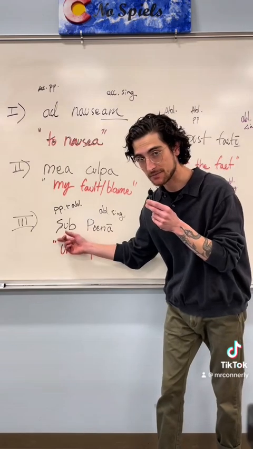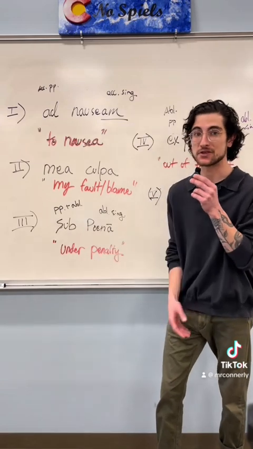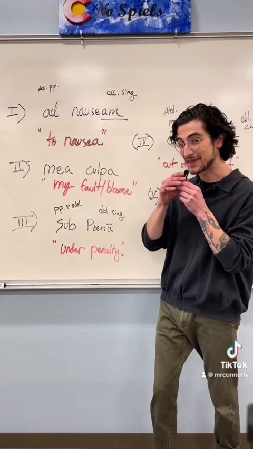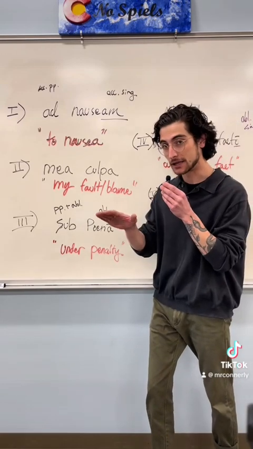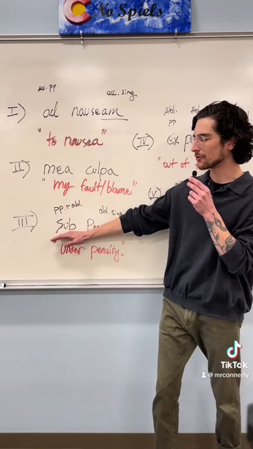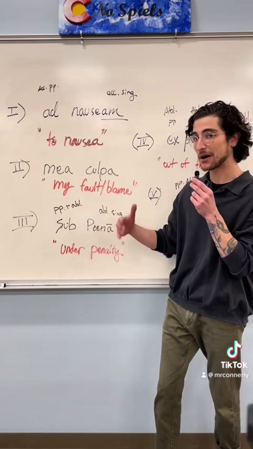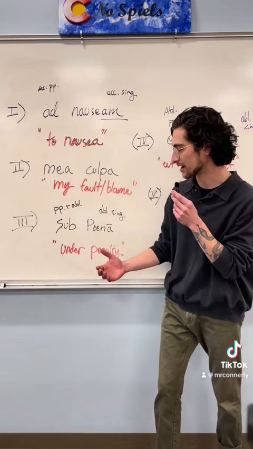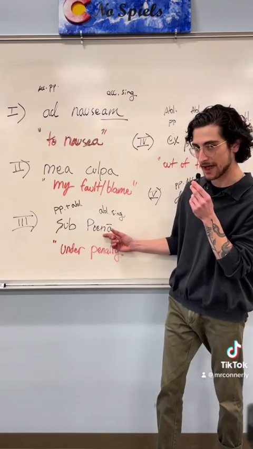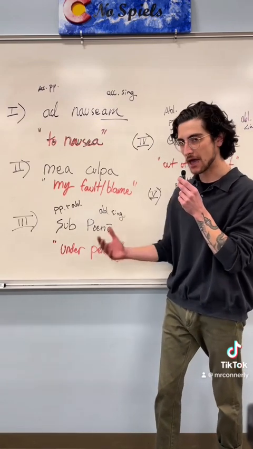Sub is a type of preposition, but this one is sub as an under, like a submarine or a subway. Subdermal. Subversive. Submissive. I'm done. Under. If it's an ablative preposition, then I'm going to need poena to take on an ablative, probably singular ending, because we're not talking about under penalties plural. So that's why we have an A ending with a macron over it, aka under penalty or under the penalty.